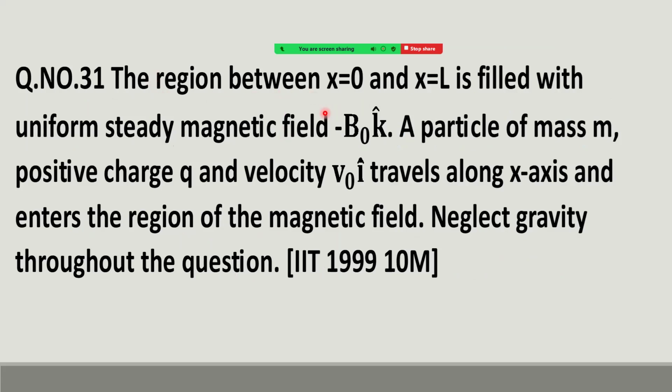The region between x equal to 0 and x equal to L is a field with uniform steady magnetic field given minus B naught k cap. A particle of mass M, positive charge Q and velocity V naught i cap travels along x-axis and enters the region of magnetic field. Neglect gravity throughout the question.